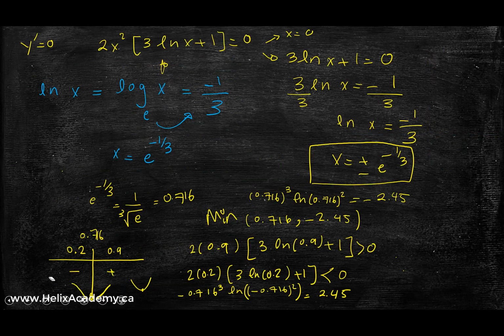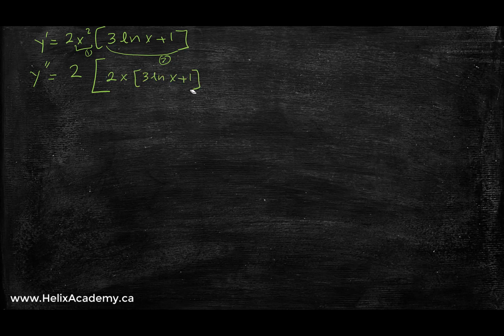So let's do that here. My y prime function is 2x squared times (3 ln x plus 1). What I'm trying to do is take the derivative of this, and in order to do that I will keep my 2 out, and then I have two functions here, function number 1 and function number 2. So the derivative of the first function is 2x times the second function, plus the first function times the derivative of the second function. So the 3 remains, the derivative of ln of x is just 1 over x, and the derivative of 1 is just 0. So I will close that, and I will leave it as that.